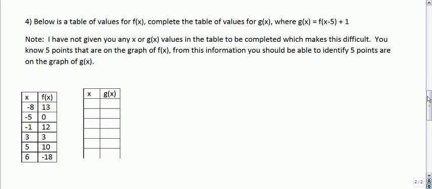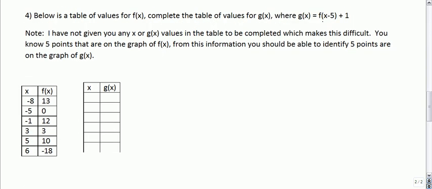Okay, so now we got some table of values. This was a tough one. Okay, so that right there, the x minus 5, we're saying that means that the graph went 5 units to the right, which says you got to take the x values and add 5. So -8 plus 5 is -3. -5 plus 5 is 0. -1 plus 5 is 4. 3 plus 5 is 8. 5 plus 5 is 10. 6 plus 5 is 11.